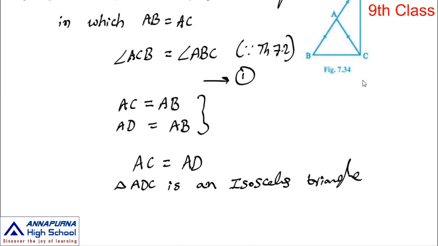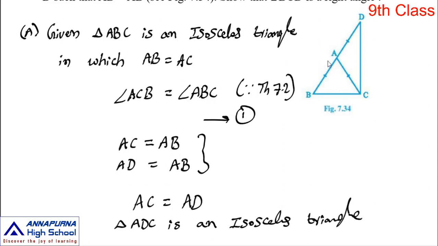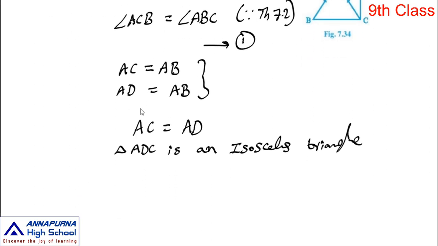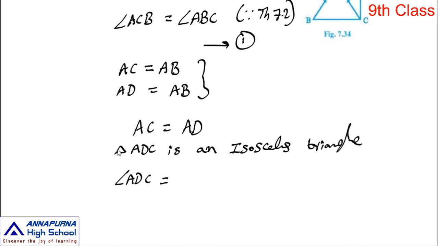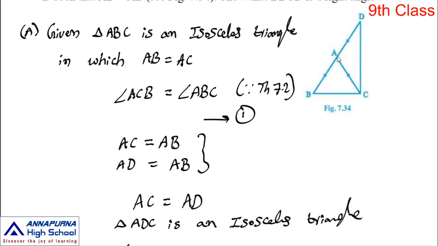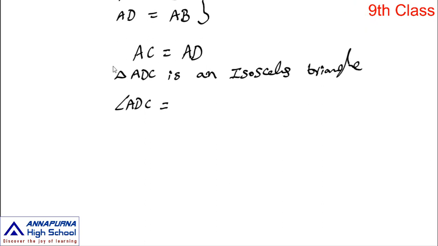The angle opposite to side AC is angle ADC, which is equal to the angle opposite to side AD, which is ACD, since by using theorem 7.2. This is equation number 2.